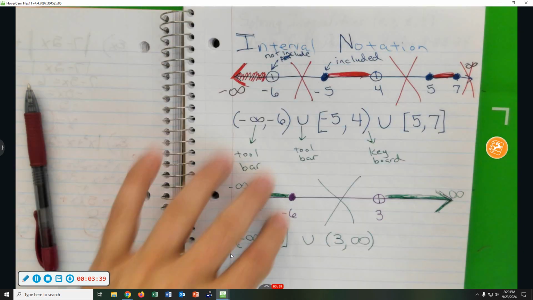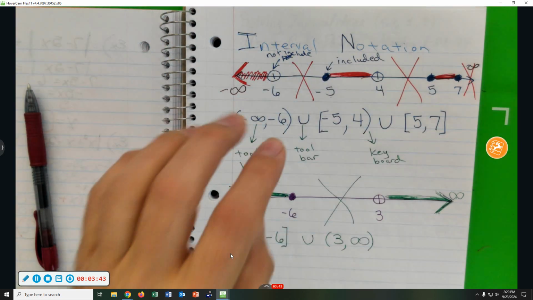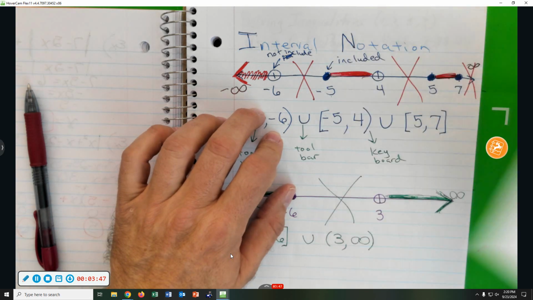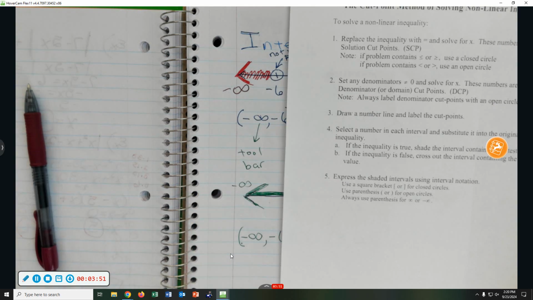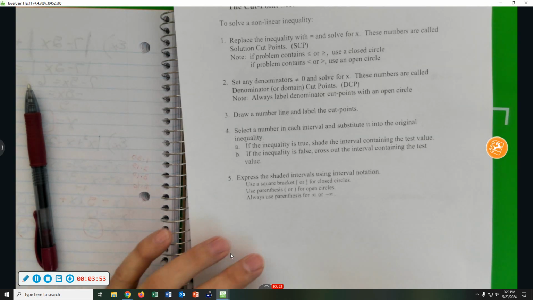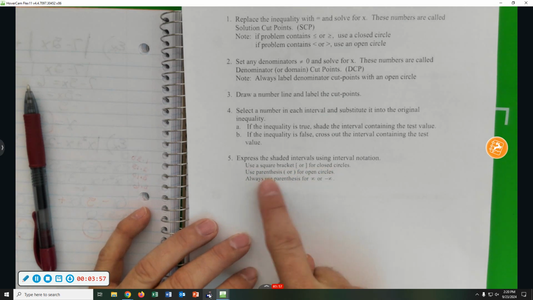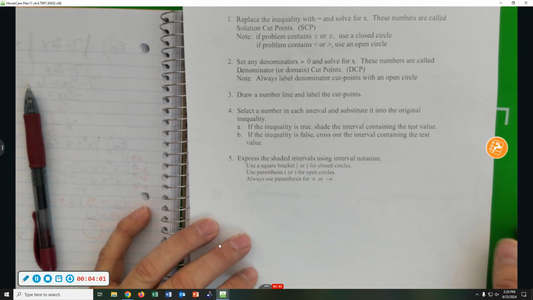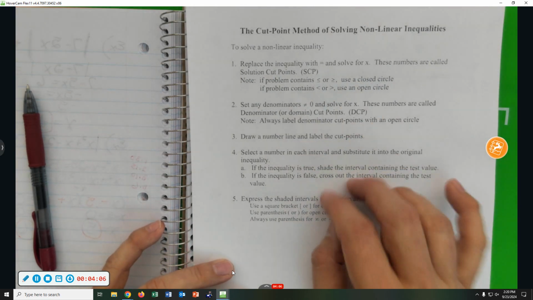That's what we were doing here. At some time in your algebraic life, you saw interval notation, but unless you used it a lot, you'd forget it. It's so easy you forget it. The easier it is to learn, the easier it is to forget. Use square brackets for closed circles, parentheses for open. Always use parentheses for infinity symbols. Wow, is it just me or is this printout not very dark?